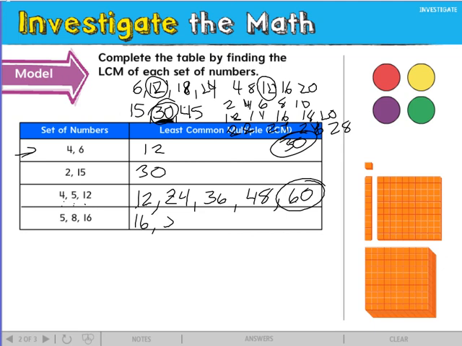32. Does 5 go into 32? Nope. What comes next? 48. Does 5 go into 48? Nope. What comes next? 64. Does 5 go into 64? Nope. What comes next? 80. Does 5 go into 80? Yes. Does 8 go into 80? Yes. Our least common multiple is 80.